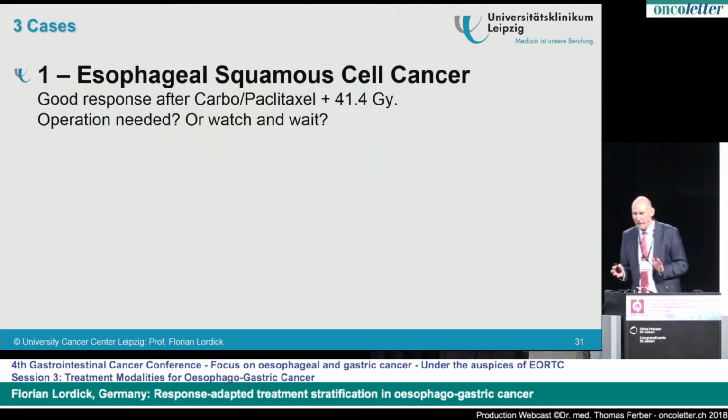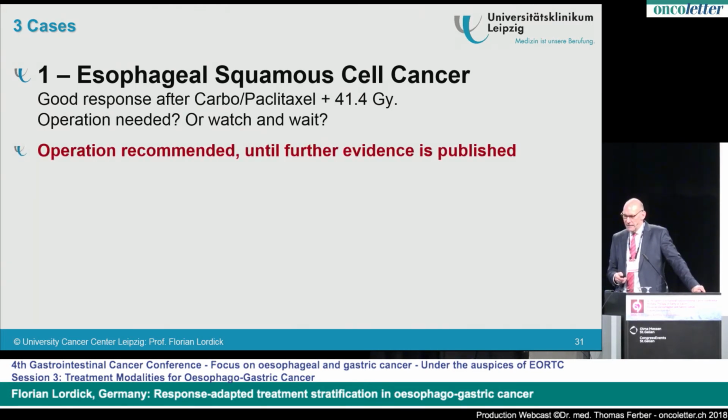So I promised you to give you clear answers to my difficult questions at the end of this talk, and I will do that now. We have this patient with an esophageal squamous cell cancer, good response after carboplatin paclitaxel and 41.4 gray. Is operation needed, or should we watch and wait? My answer at this point is operation is recommended until further evidence is published.